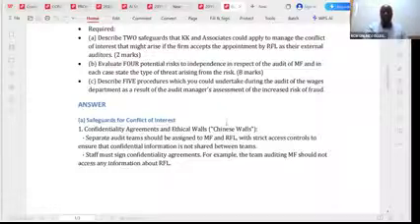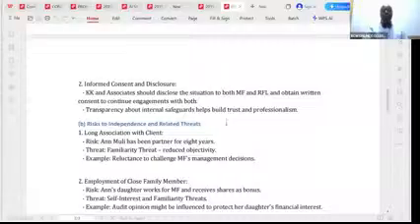Because of time, just allow me to read the answer. So we have B, risks to independence and related threats. Long association with the client. Remember, this is a scenario question. Try to pick names of people, names of companies.